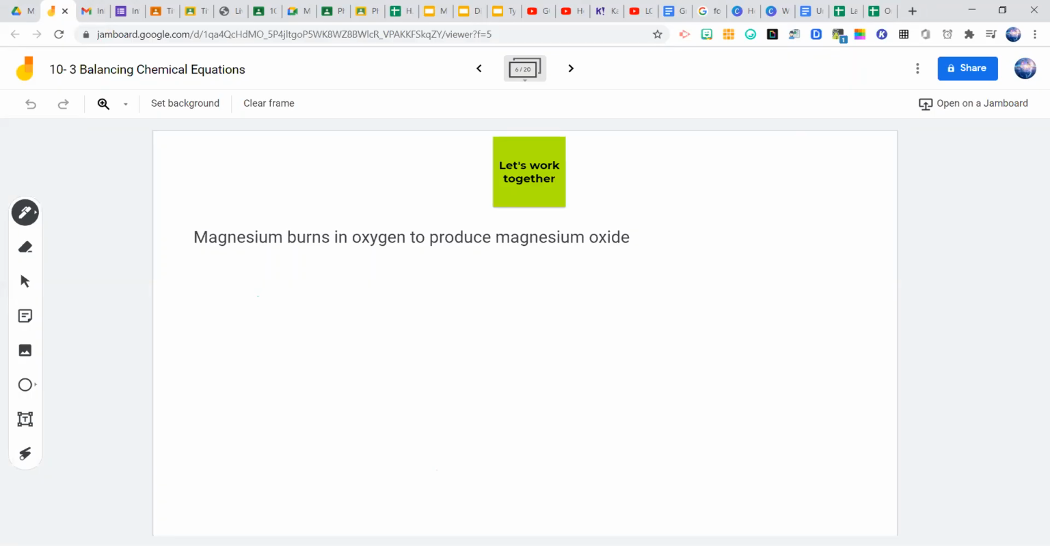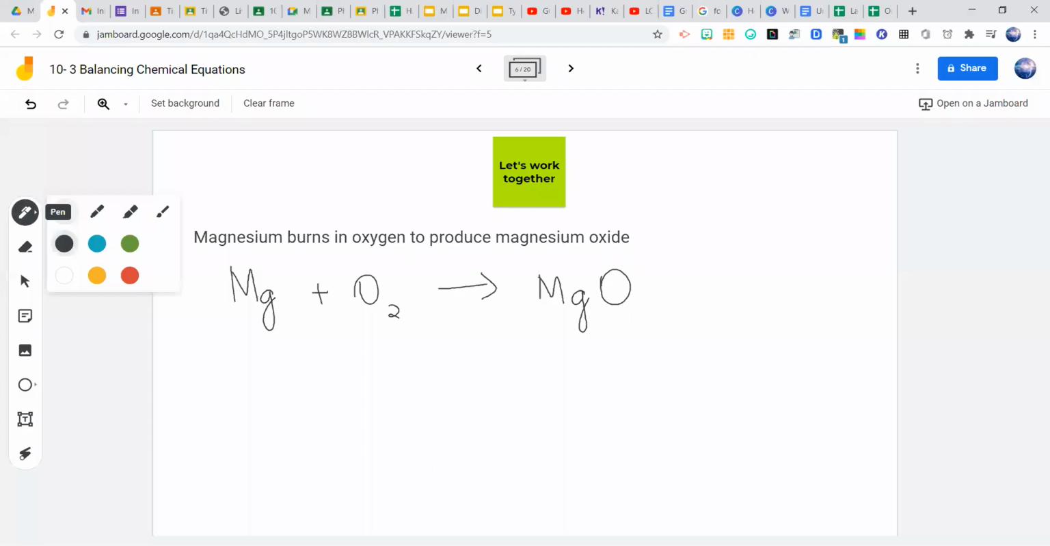Me, miss. Go ahead. So we're going to have Mg2 plus O2. So Mg plus O2, yes, and what is that producing? Miss, MgO. Excellent. So we need magnesium oxide. So don't put up the 2 now.